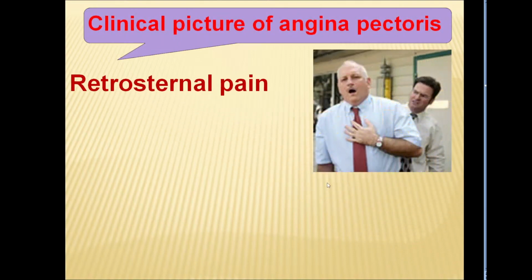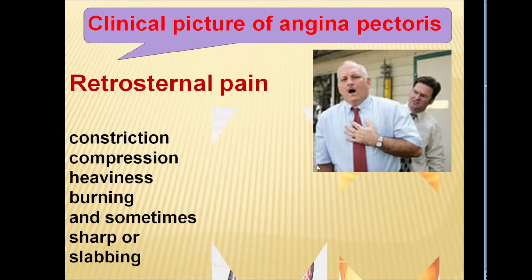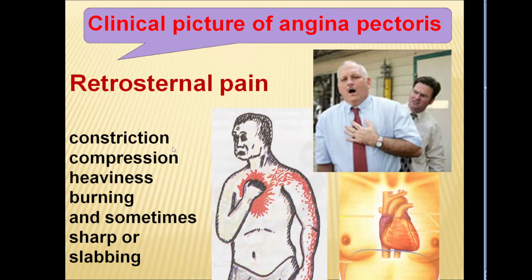Clinical picture of angina pectoris. Characterized with specific retrosternal pain. Remember, please, this picture: the patient shows the source of pain or discomfort, retrosternal, which is characterized with constriction, compression, heaviness. In rare cases, it has burning or sometimes sharp or stabbing characteristic. More often, it is constricting, compressing pain.